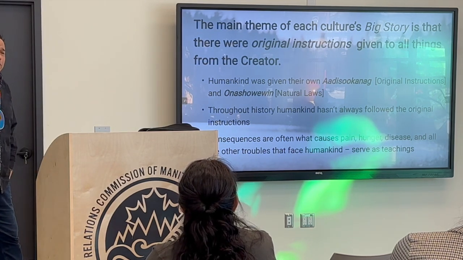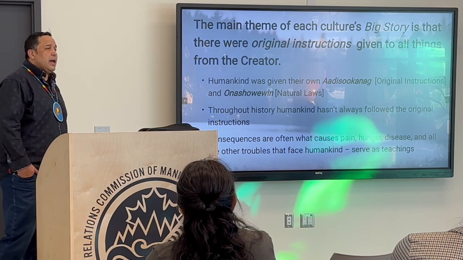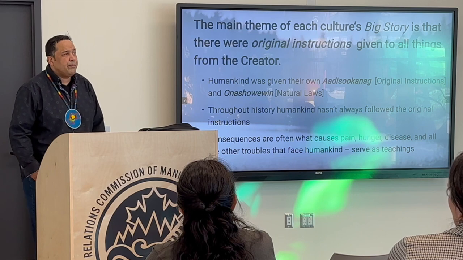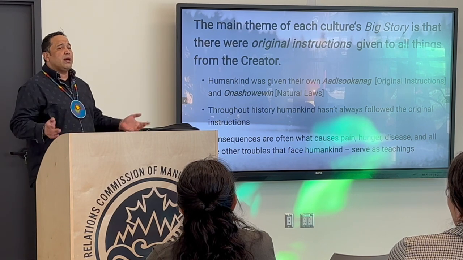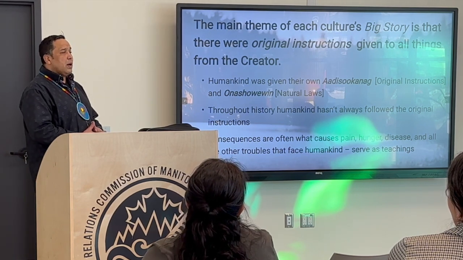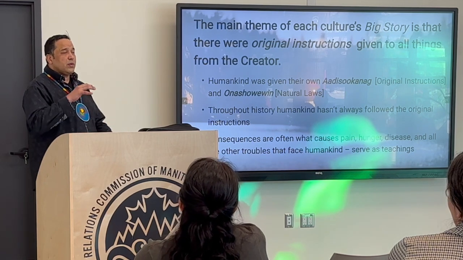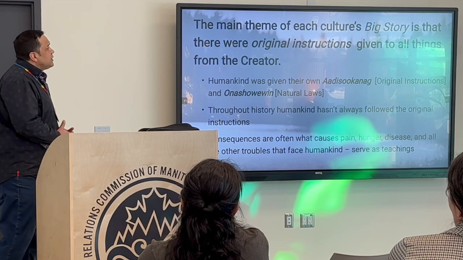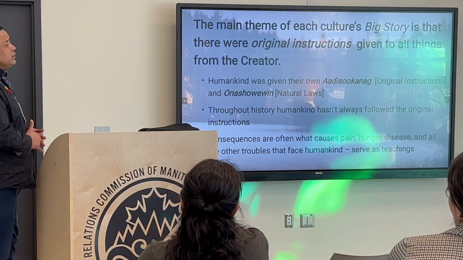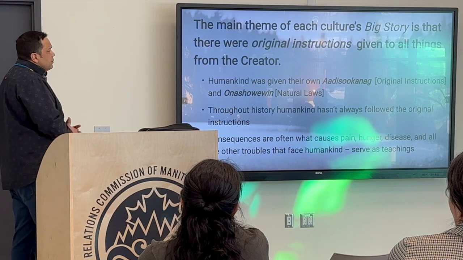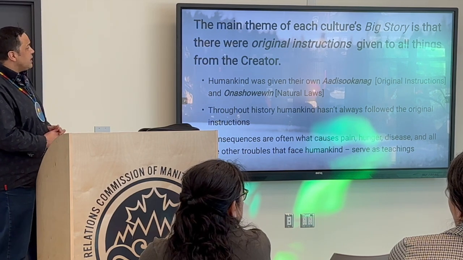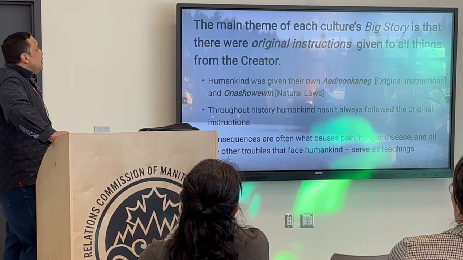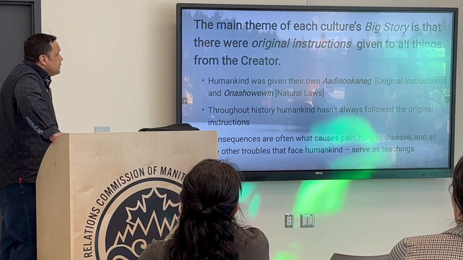So that's a short creation story, and I've heard it explained in much more detail, but we want to make it in a short form for students. But the main theme of these cultures' big story is that there were original instructions given to all things from the Creator. Humankind was given their own original instructions, and ownership of the natural laws.